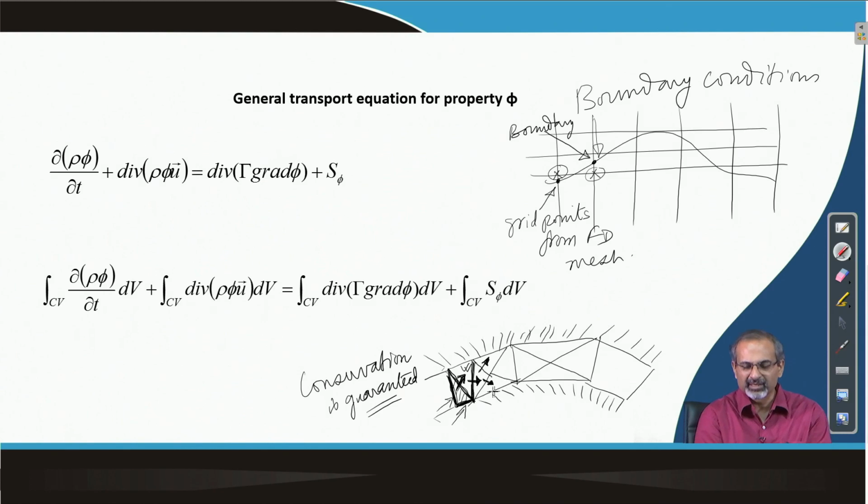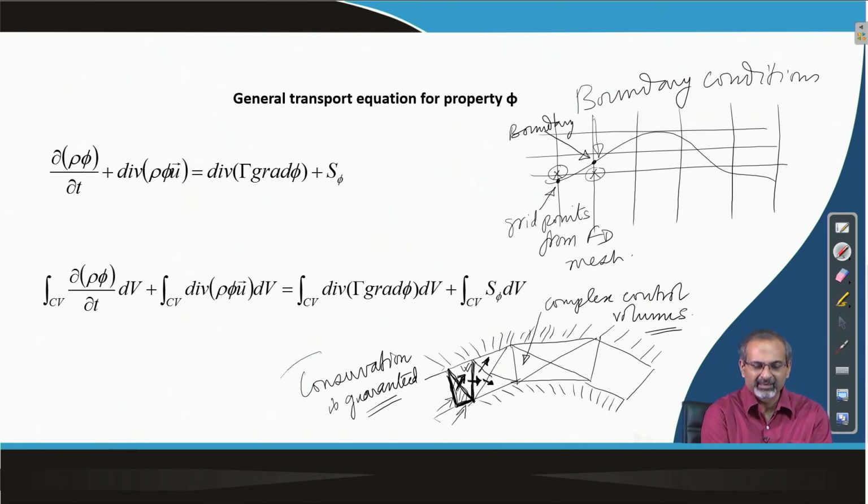And what you see over here is very complex control volumes, which is rather regularly used in finite volume technique without much difficulty. This amazing flexibility and the inherent ability of guaranteeing conservation of fluxes is the major strength, the cornerstone of finite volume technique.